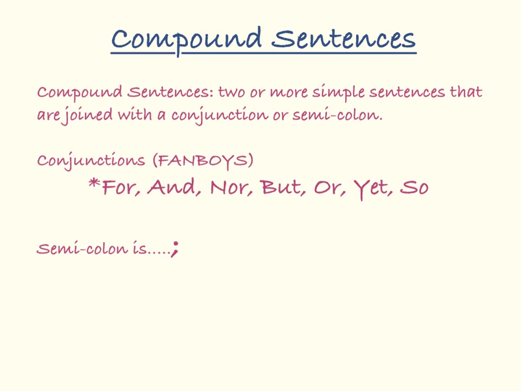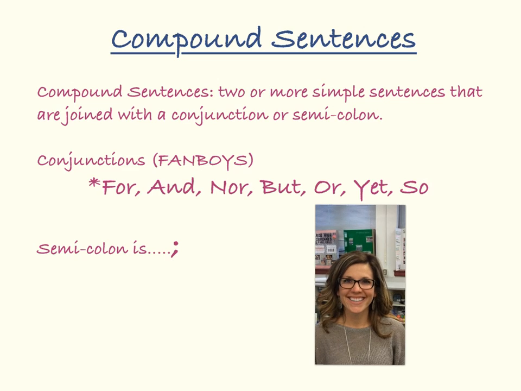Moving on to compound sentences. A compound sentence is when two or more simple sentences are joined with a conjunction or a semicolon. If you can't remember the conjunctions, just think of the acronym FANBOYS, where each letter represents one of our conjunctions. Therefore, the F in FANBOYS represents the conjunction for.